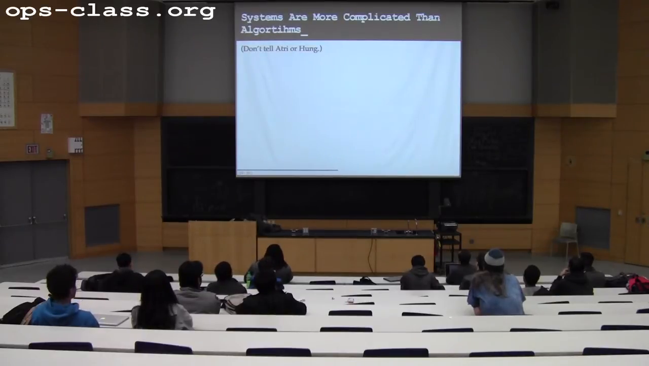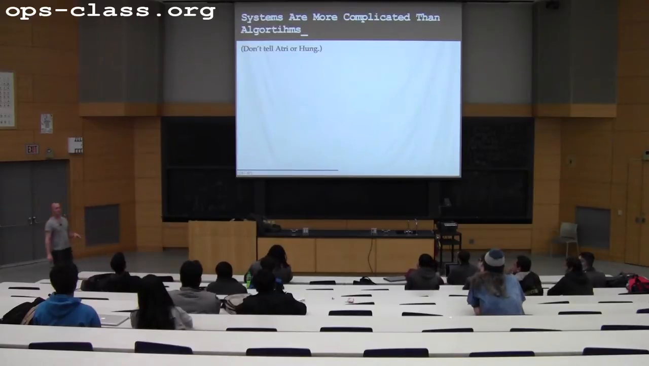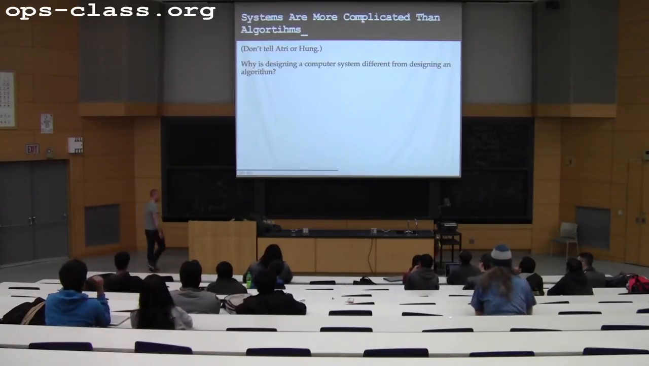Okay, so let's talk about this paper. Early on in the paper, Butler Lampson makes this very strong statement. He says computer systems are harder to design than computer algorithms. Now, I completely believe this. Other people in the department may disagree. But why is that true? Why is designing a computer system hard, or harder at least, than designing a computer algorithm? He lists a couple of different reasons.